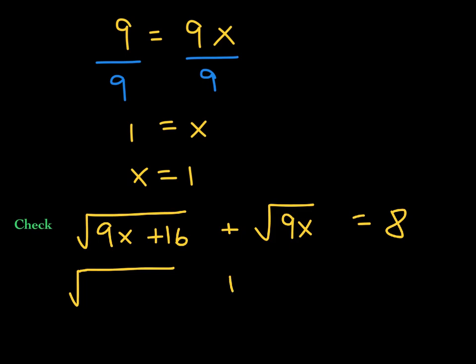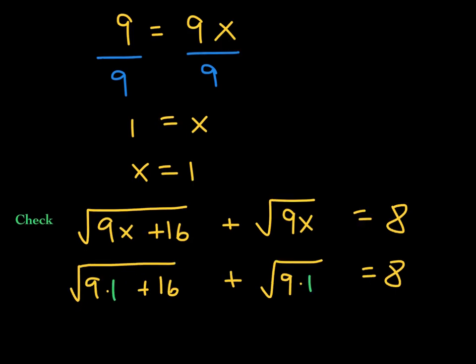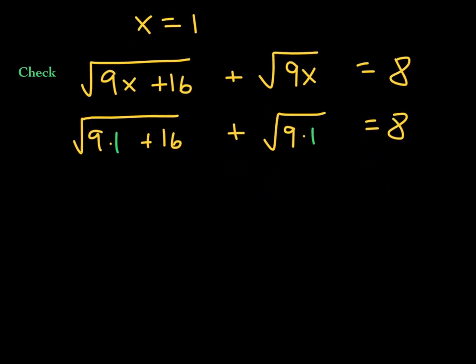So we're going to substitute in 1. Wherever there's a variable, we'll substitute in 1. All right, here we go. So 1 goes in for this x, 1 goes in for that x. And what you end up with is, of course, 9 times 1 is 9. 9 plus 16 is 25. So this ends up being the square root of 25, and this is the square root of 9. So you end up with the square root of 25 plus the square root of 9 gives you 8, supposedly.